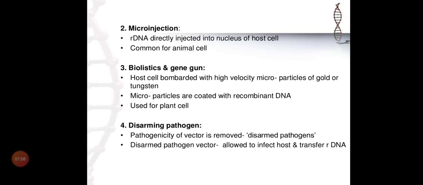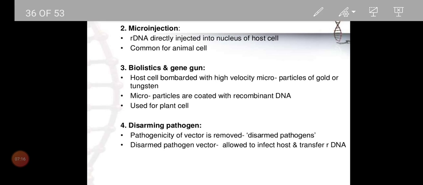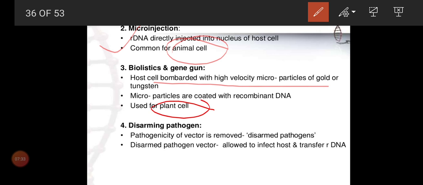Microinjection is especially for animal cells. That is very, very important. Next, biolistics or gene gun. This is for plant cells only, children. Here, host cells are bombarded with high velocity microparticles of gold or tungsten, and these microparticles are coated with the recombinant DNA. It is used for plant cells.